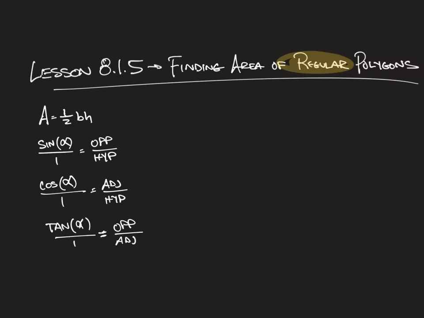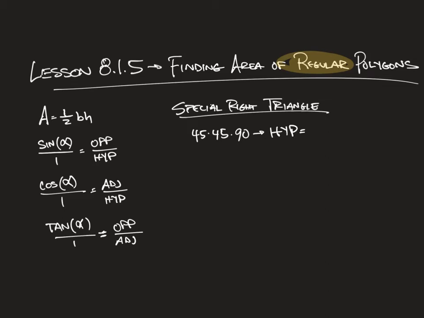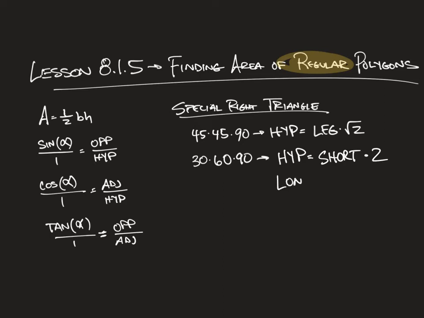We're also going to use some special right triangle properties. We're going to use the 45, 45, 90 a little bit. And that one says the hypotenuse is equal to the leg times root 2. I don't have to specify short leg because they're both the same. We're also going to use the 30, 60, 90 rule. The hypotenuse is equal to the short leg times 2, and the long leg is equal to the short leg times root 3.